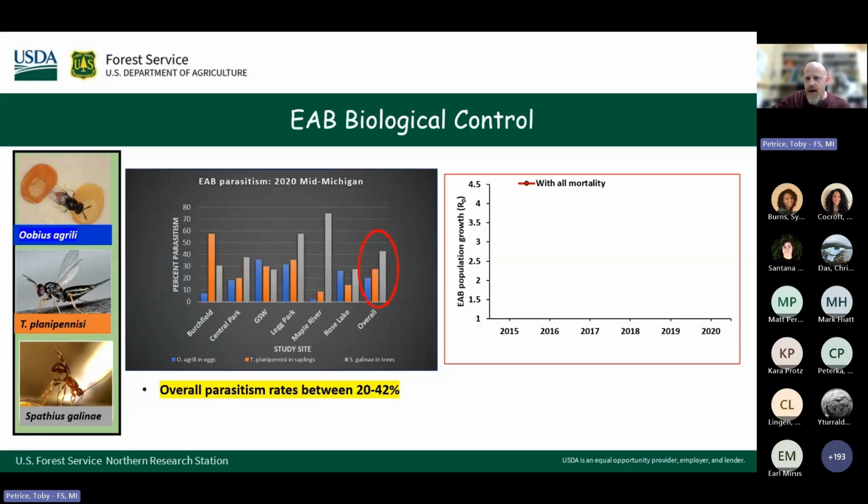And then here's just another graph showing the efficacy of the parasitoids. So on the y-axis, we have EAB population growth, and on the x-axis, we have the sample year.